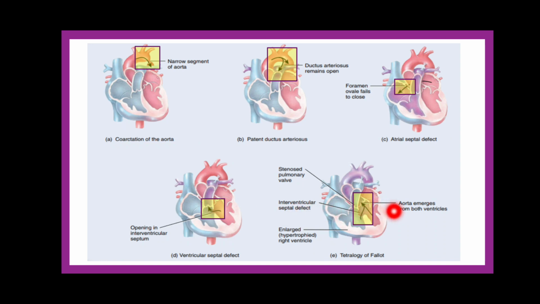Then again you have an enlarged right ventricle, that is hypertrophied. Basically, the myocardium is thick in the left ventricle, not in the right ventricle, but here you have hypertrophy of the right ventricle, that is, an enlarged muscular layer of the right ventricle. Then the last one is the aorta, which emerges from both the ventricles. This is again because of the interventricular septal defect. This tetralogy of Fallot we will see in detail. We will start now, one by one.